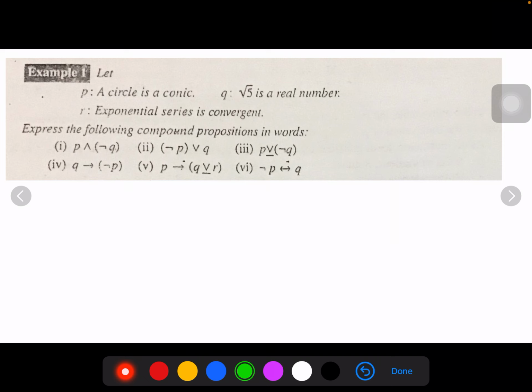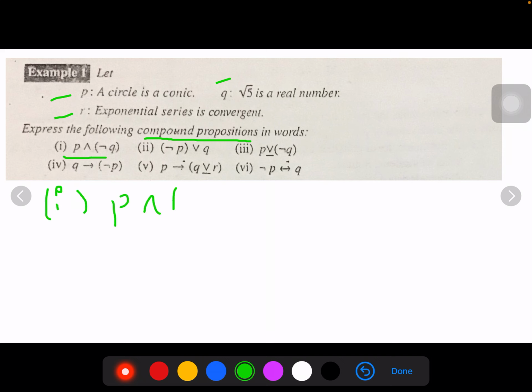Moving on to a problem. Let P, Q, R be three statements. You have to express the following compound propositions in words. You need to write each compound proposition by substituting its equivalent statement. I'll show the first one. Rest you can try yourself.